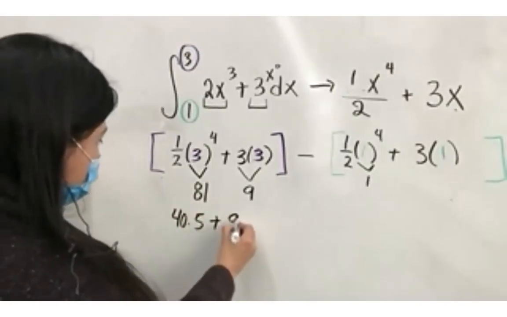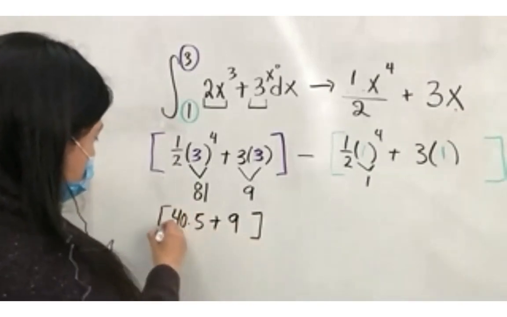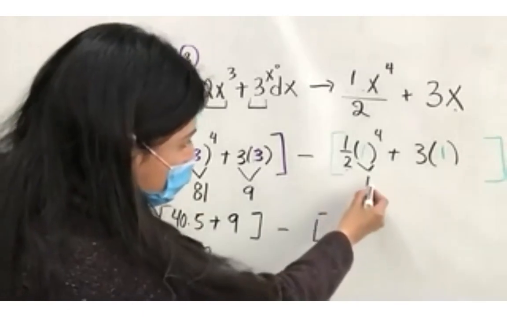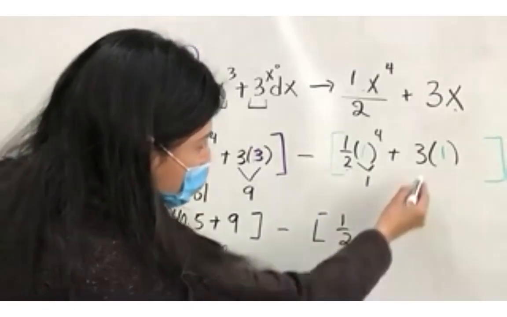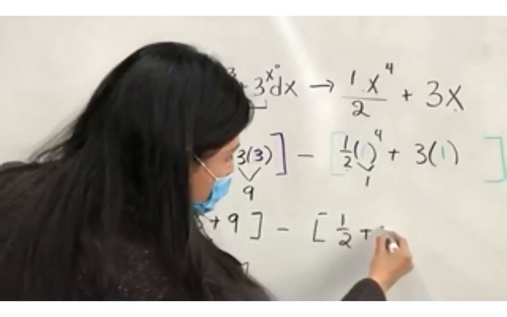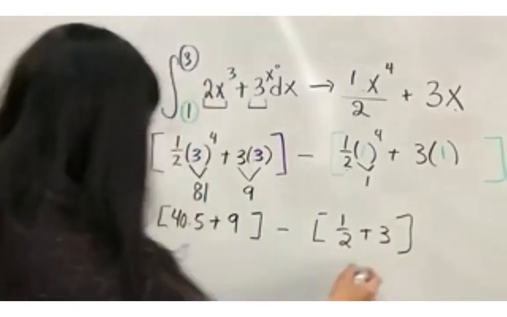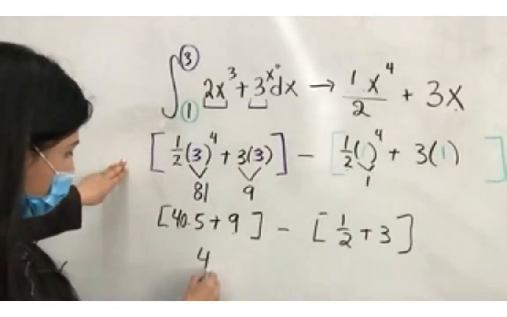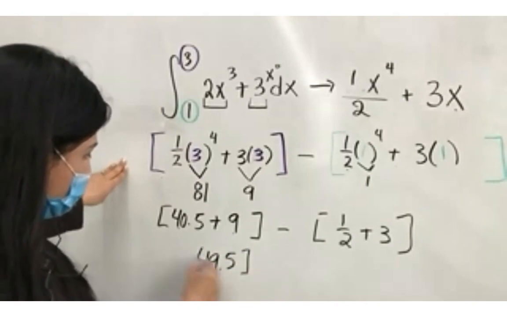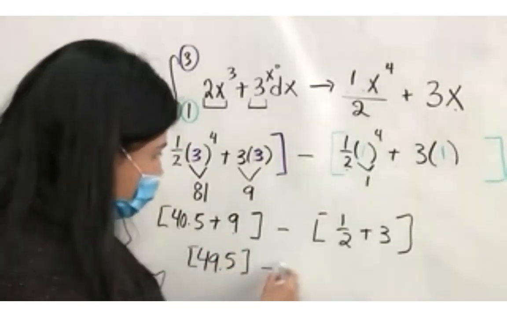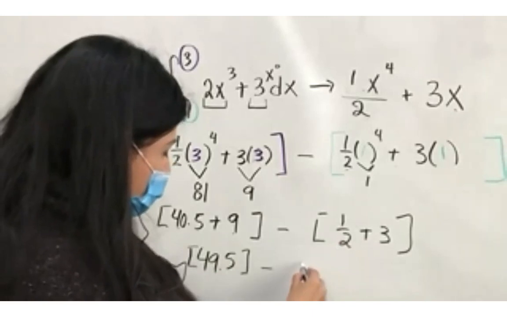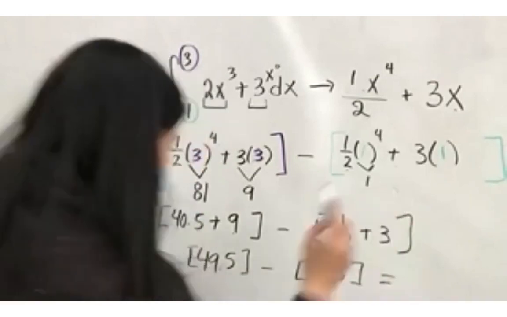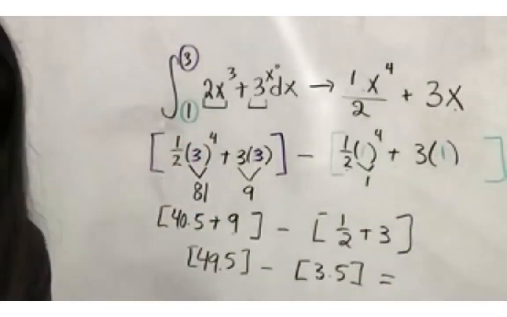Then we have plus 9 right here. Let me just bring down those purple brackets. Subtract. 1/2 times 1 is just 1/2. Then we have plus 3 times 1. We could change this to a decimal too. So this is going to be 40.5 plus 9. Great. I just like to keep the brackets. 3 plus 1/2, we'll just say that's 3.5. That's fine. Now, what do y'all think we get when we do this subtraction?